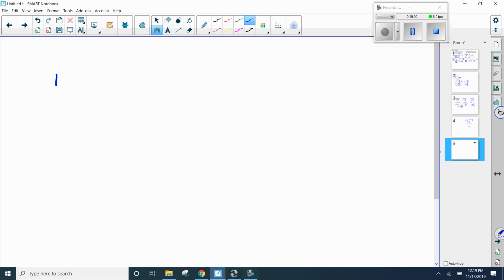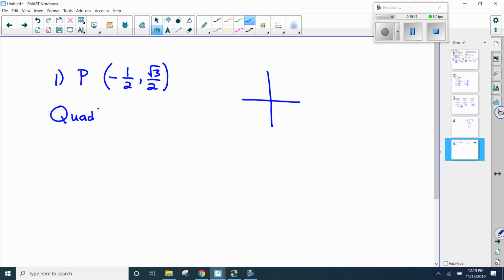So the first thing that they give you is point P, and they say it has a value of -1/2 and radical 3 over 2. So if I were to think about what quadrant that's in, because that's the first thing it asks, I want to go back a half and up radical 3 over 2. So I'm going to go to the left and up. What quadrant is that in? That's the second quadrant. They use Roman numerals.